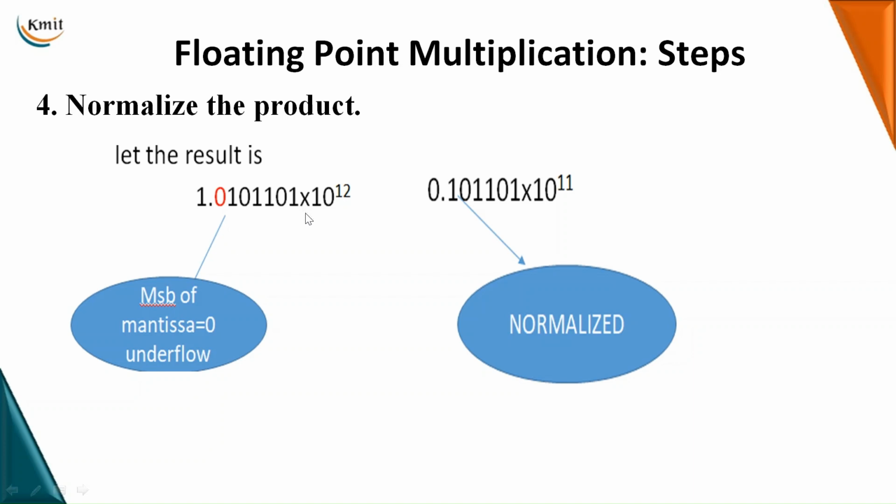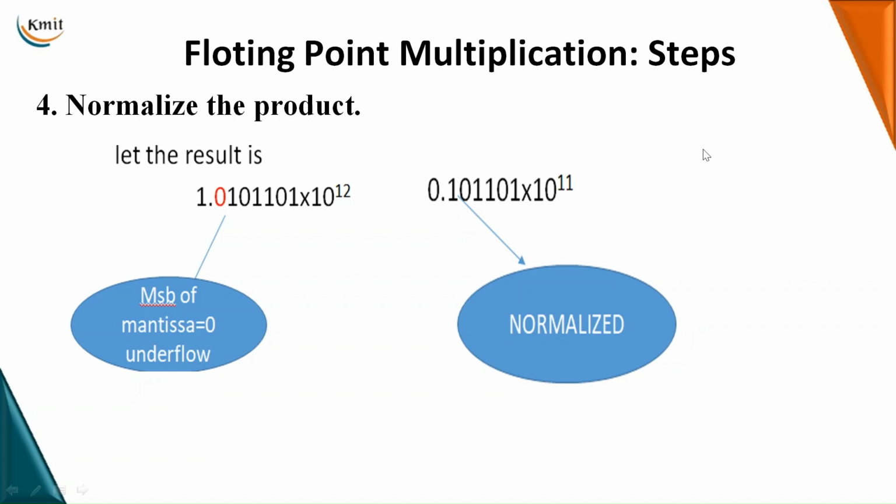For performing a normalization, you have to perform a shift left on the mantissa part of your data and decrement the exponent by 1. So when I perform a shift left operation, this 0 will go this side. So it becomes 0.101101 into 10 to the power of 11, decrementing the exponent because you are performing a one bit left shift. So this particular result is said to be in a normalized form because the MSB bit of the mantissa is a 1. So this is how you normalize the product.